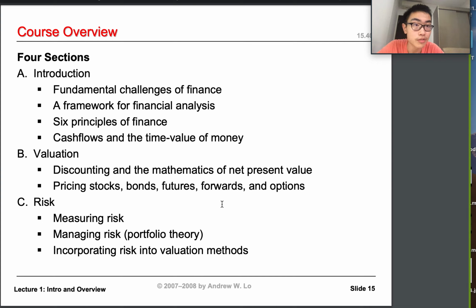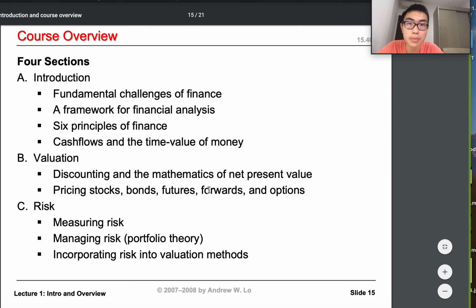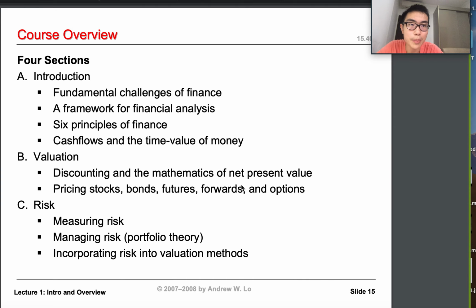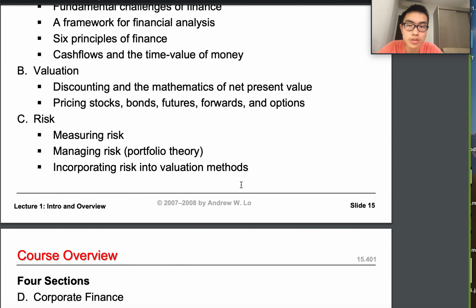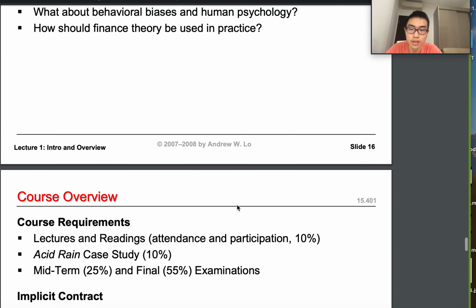We'll start with mathematical concept of net present value, and eventually we're going to learn to price stocks, bonds, futures, forwards, and options to try to price this asset. Then we're trying to measure risk, manage risk, and reduce our risk. We're going to incorporate risk into valuation method as well. This is what we're going to be doing. In the final lecture, we're going to be talking about market efficiency. Putting it all together, think about, do financial market work while discovering prices? What about these behavioral biases in human psychology? How should finance theory be used in practice?